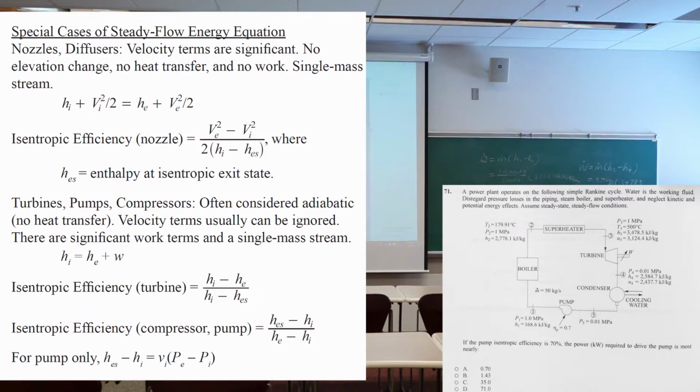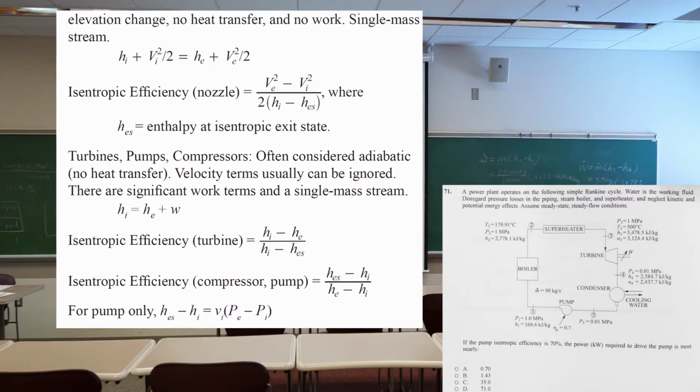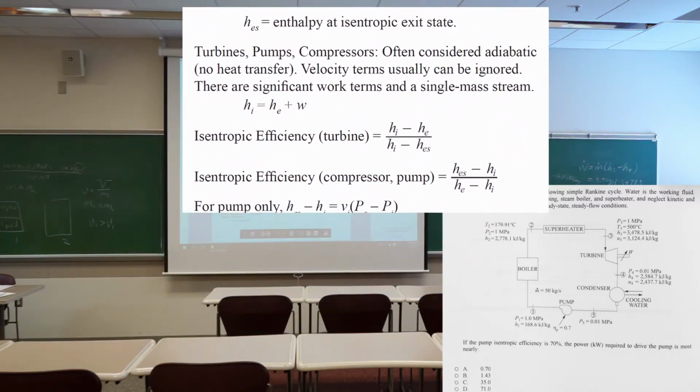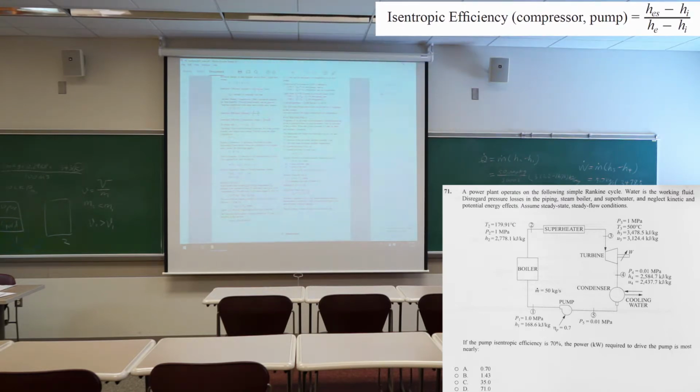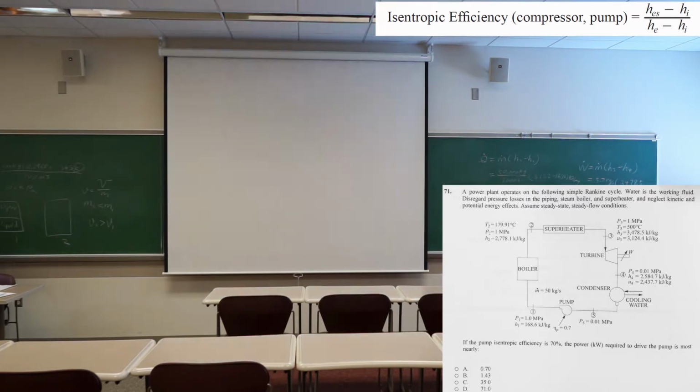Page 86. Look at here. Isentropic efficiency for turbine, isentropic efficiency for the pump. You need to look at the handbook and find out the definition of isentropic efficiency. The pump isentropic efficiency is 70%. So obviously you need to go to that handbook to find the equation.